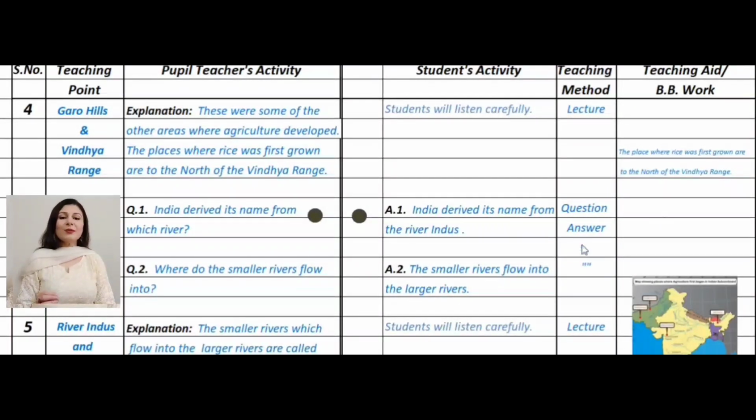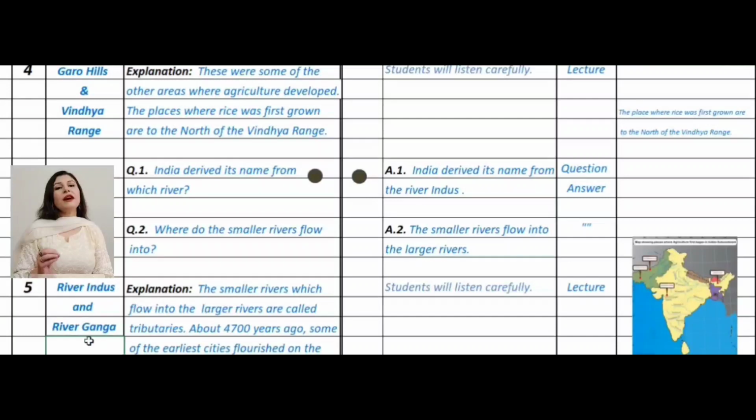Then the next teaching point is river Indus and river Ganga. So before explaining this point, we'll again ask two questions. Number one will be, India derives its name from which river? The answer will be, India derived its name from Indus River or river Indus. Then question 2 will be, where do the smaller rivers flow into? The answer of this question is, the smaller rivers flow into the larger rivers.